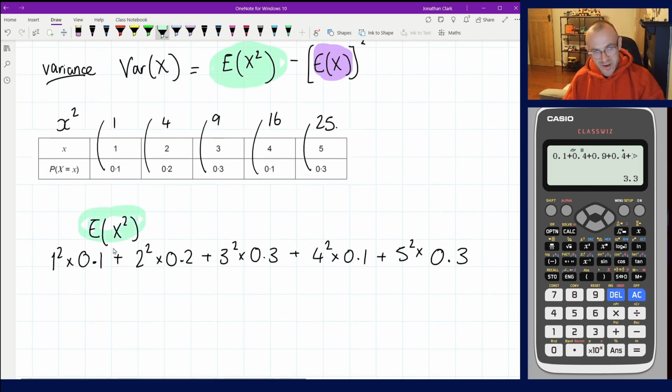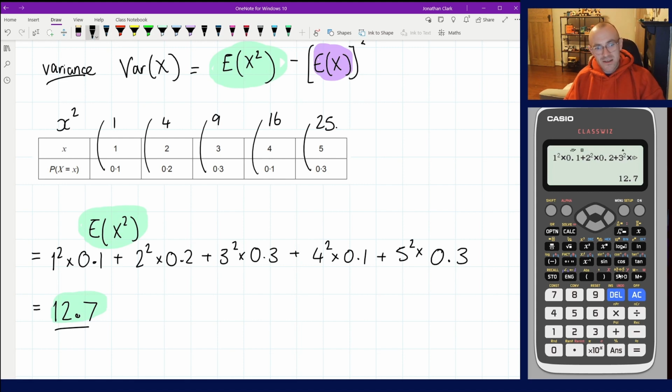Lots to type in and work out there. I think it's going to go right into the calculator this time. Right, there we go. That is the value of E of X squared.